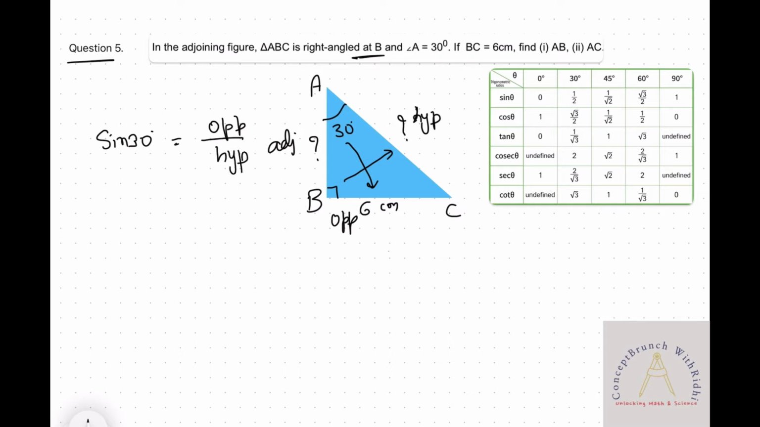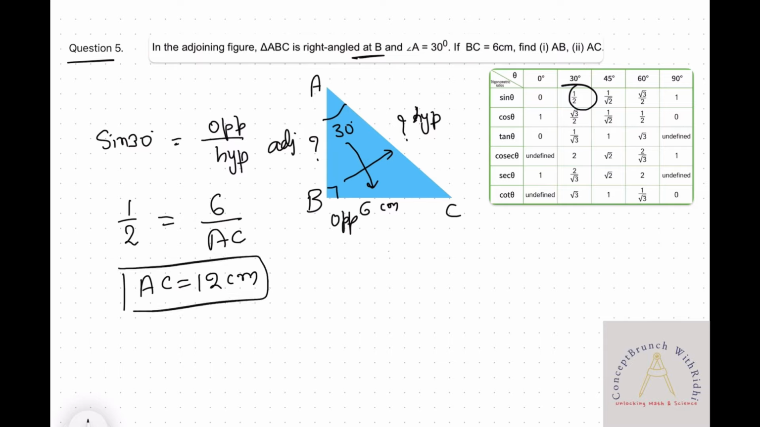Sine 30 is what? Half. So just put the value: half equals opposite. Opposite is what? 6. Hypotenuse is what? AC, correct? So from here we can do the cross multiplication and we can say AC equals 12 centimeter. We got the second answer from here. Now let's move to the next part.